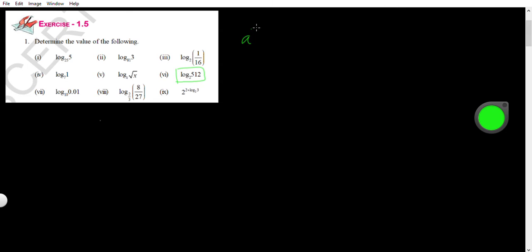a to the power x is always equal to N. This is my exponential form, just like 2 cubed is equal to 8. By definition, a to the power x equals N if and only if x equals logarithm of N to the base a. Similarly, we can write 3 is equal to logarithm of 8 to the base 2.